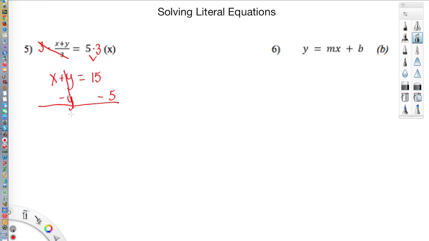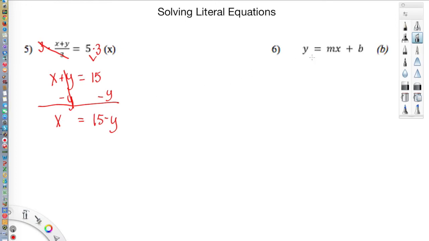Okay, the y's cancel out here, and I'm left with x is equal to, whoa, hold on. Okay, I meant to put a y there. I have to subtract y from both sides. What I have is x is equal to 15 minus y. And there I solved in terms of x.